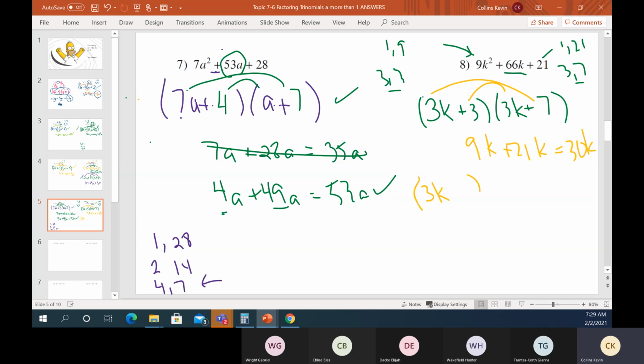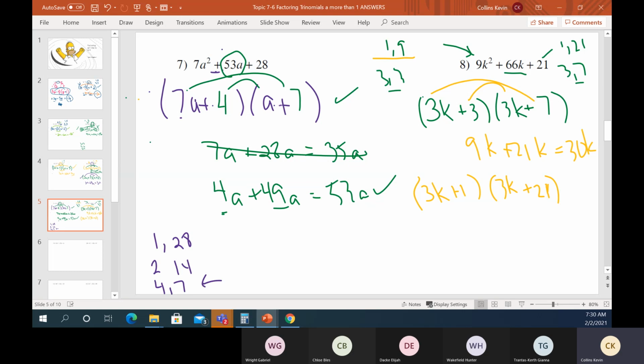Let's check out the other possibility here. So we've got 3K and 3K. And let's try the 1 and 21. So we'll go plus 1 and plus 21. All right, so let's see if that works. You think it's going to be a 9K? You think we should use the 1 and the 9? Let's try this first, and then we'll check out the 1 and the 9 if we have to. Okay?